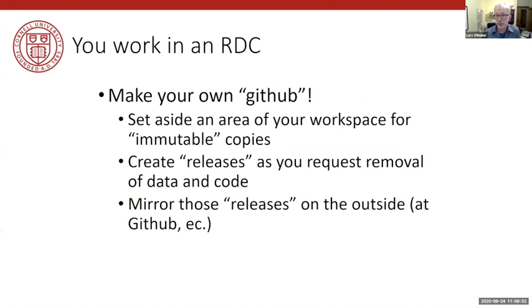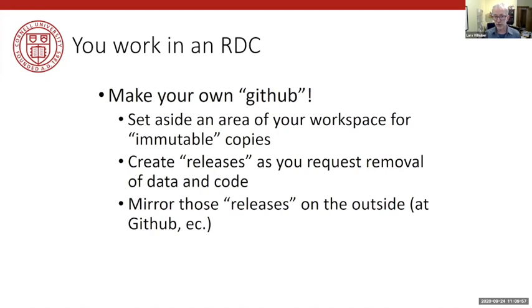You can create your own little GitHub, right? Set aside an area of your workspace for immutable copies of stuff. You might be able to rely on the data provider to keep an immutable copy of the data, but you can create snapshots of your code. And Git doesn't rely on GitHub. Git can be run locally, and you can version that way and create releases and do all the stuff I just mentioned as well behind a firewall that has no access to the internet.